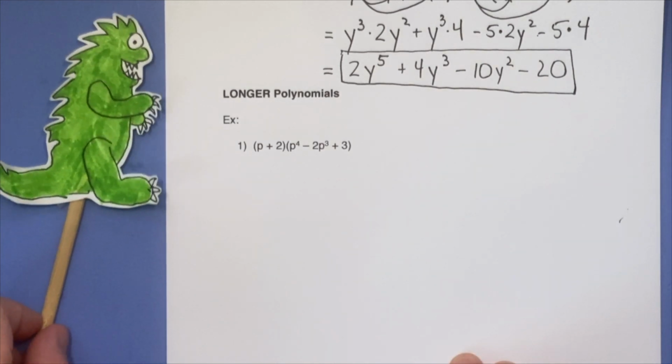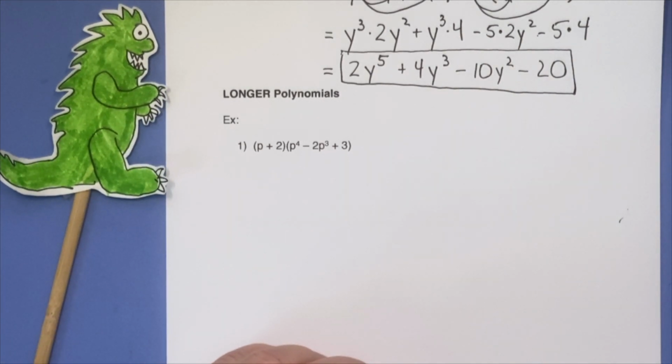Very exciting. Yes, okay. So, with longer polynomials, you can still use most of the methods you've probably been using. So this method where we break it down will still work. The lattice or chart method will also work. So you can use a lot of different methods.